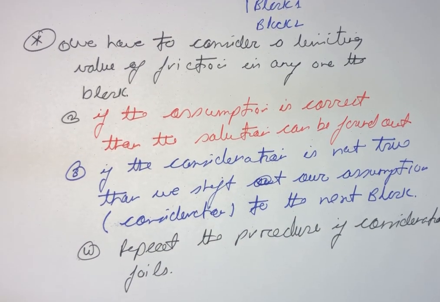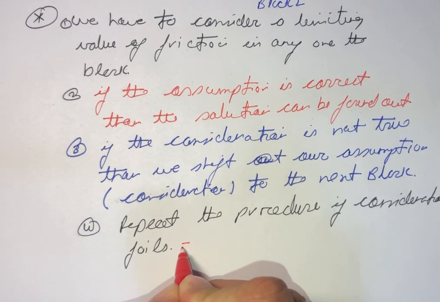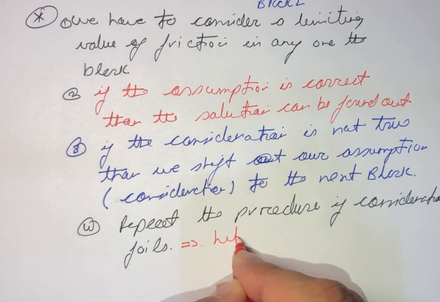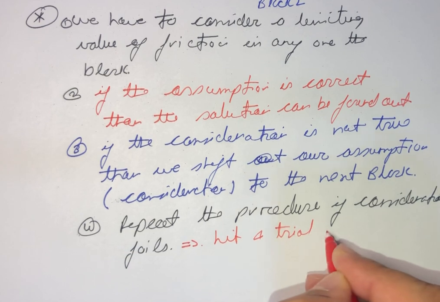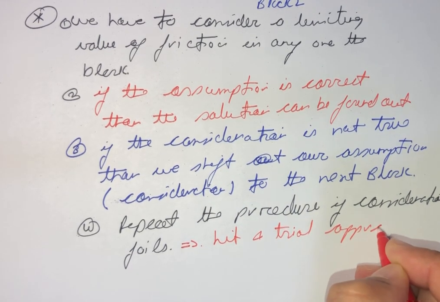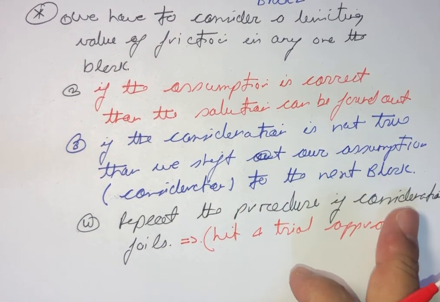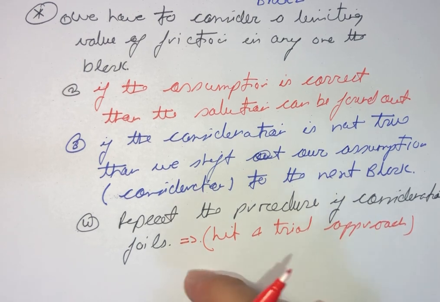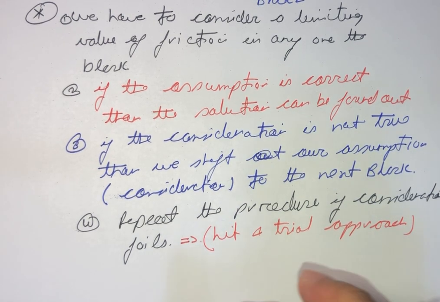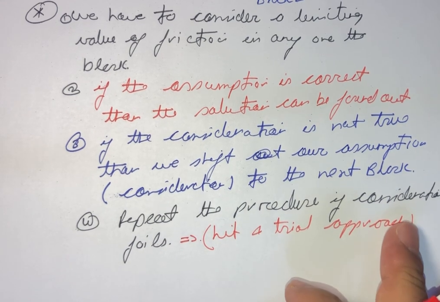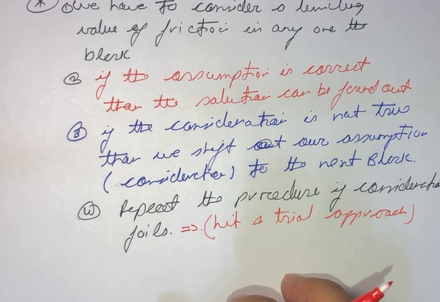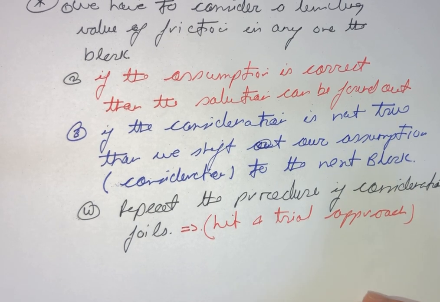Now the important thing here is that it is basically a hit and trial method. There is no hard and fast rule for it. This we can say is a hit and trial approach. But unfortunately or fortunately, there is no other way of solving this type of numerical. It sometimes takes a little more time, but the results we get are quite accurate. We are 100% sure that if the assumption is not true, we shift to the next block, and if there the assumption is not true, we shift to the next block. So the assumption will be true in one of the blocks.